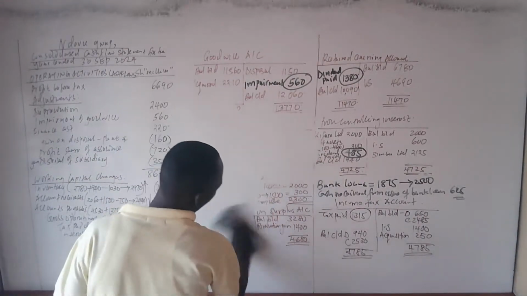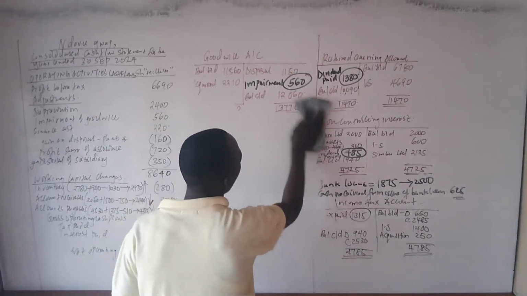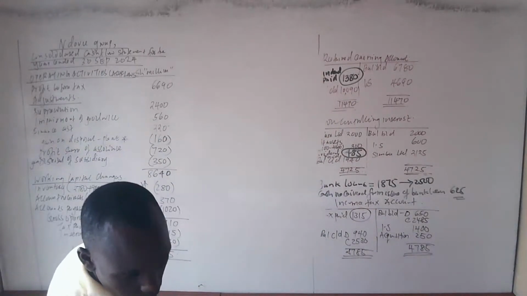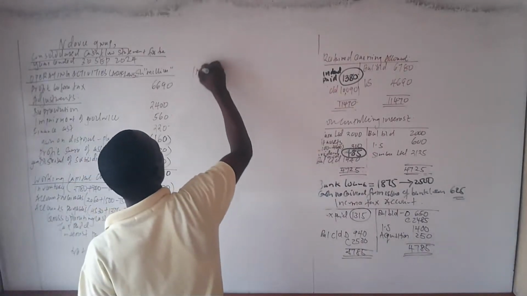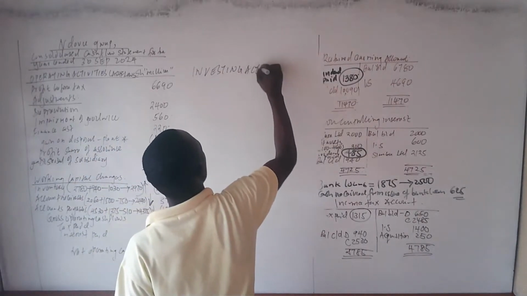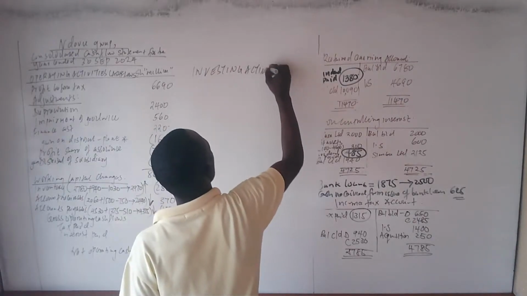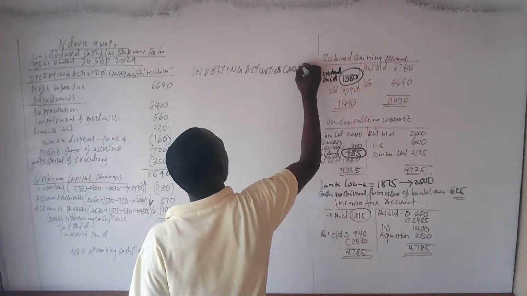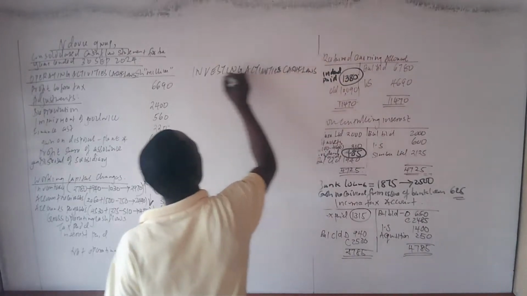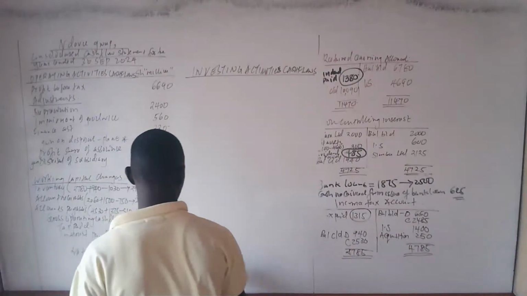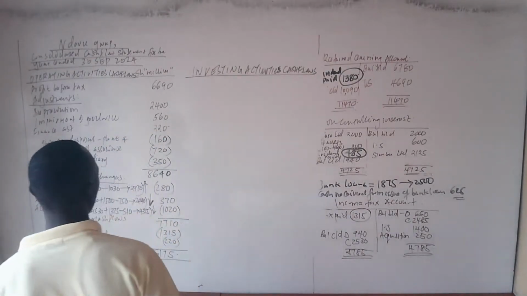So once we have that, now we go to the next one, investing activities cash flows. And under investing activities cash flows, what do we have?